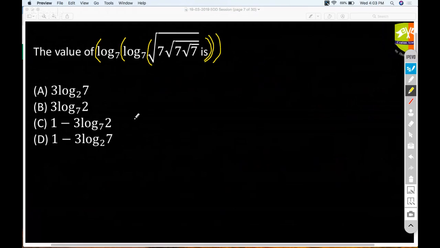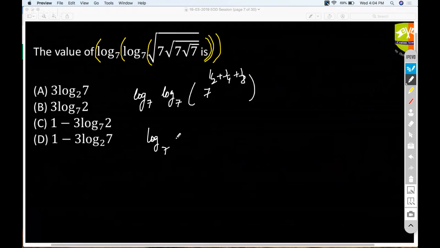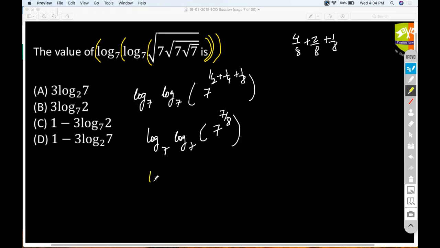All right, so mostly people are going for option number C. Let's quickly check this. This is like saying log to the base 7 of log to the base 7 of 7 to the power half plus 1/4 plus 1/8, right? And this becomes actually 7 to the power of, if you add this, you'll get 4 by 8 plus 2 by 8 plus 1 by 8. That's equal to 7 by 8. So 7 to the power of 7 by 8, which gives you log of 7, and this will become 7 by 8.